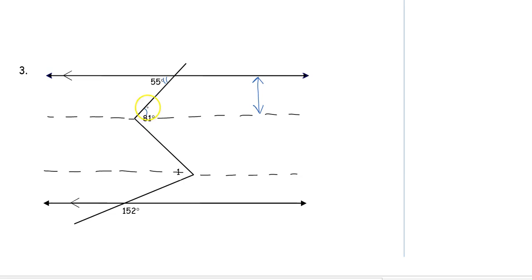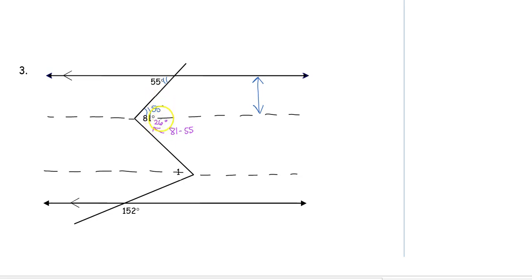Alternate interior angles is a congruent relationship. I have that this angle is 81. We just found that this top part is 55. So if the whole thing is 81 and the top part is 55, I subtract to find the bottom part is going to be 26 degrees.